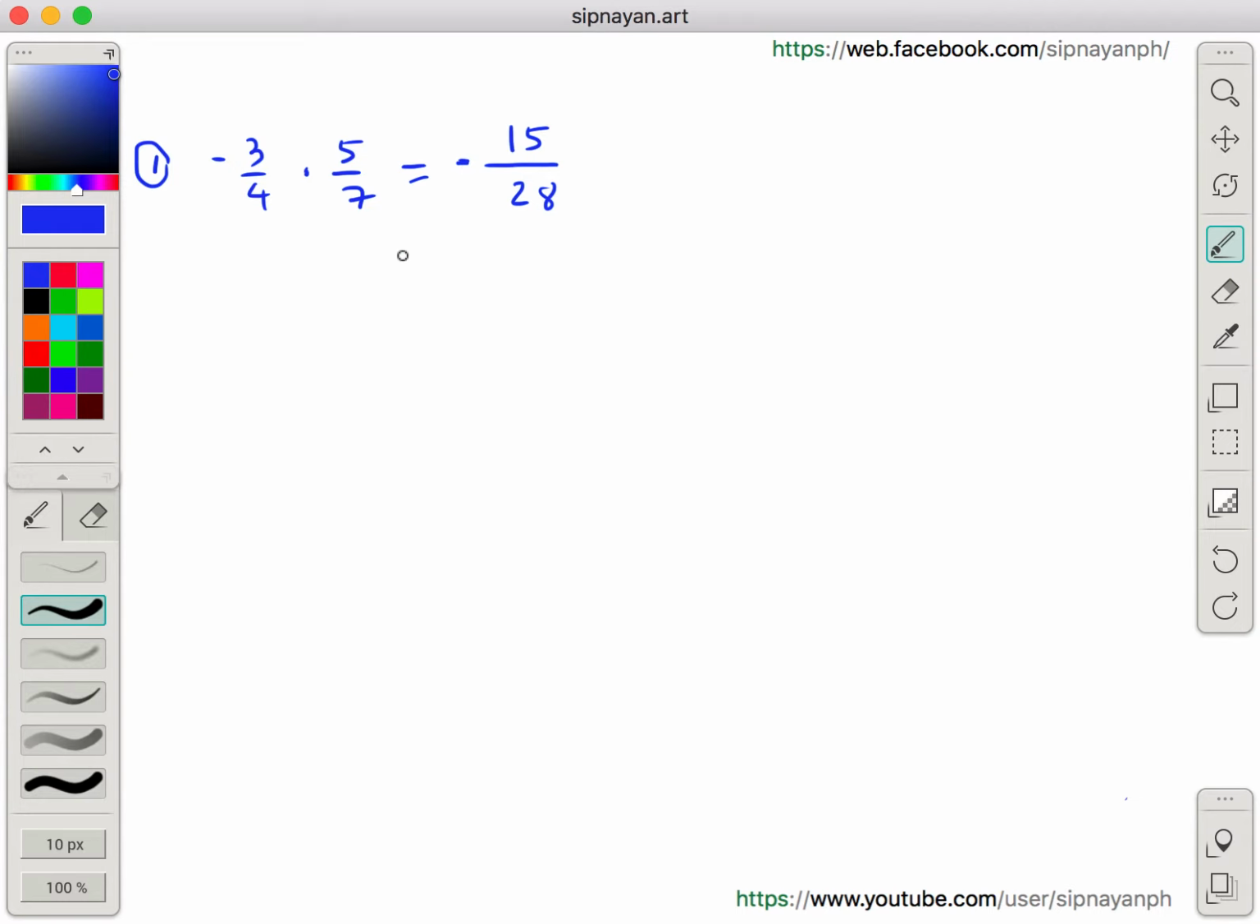Hindi tayo masyadong magde-delve dito sa pag-multiply ng rational numbers, kasi siyempre merong whole numbers, merong mixed fractions. Hindi na natin masyadong i-discuss dito kasi napag-aaralan na naman natin yan. And kung nakalimutan nyo na, pwede nyo i-review yung multiplication of fractions natin na series. Okay, let's have our second example.